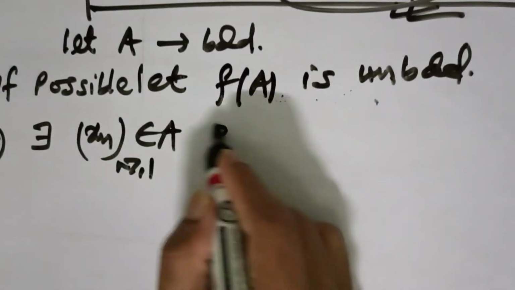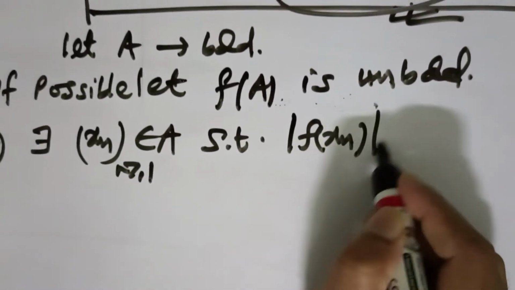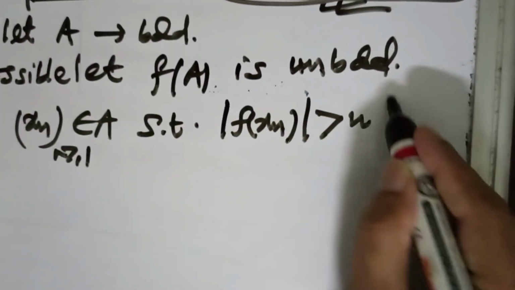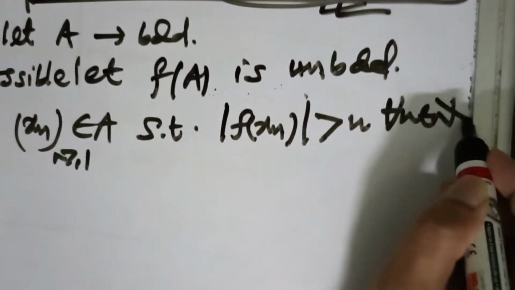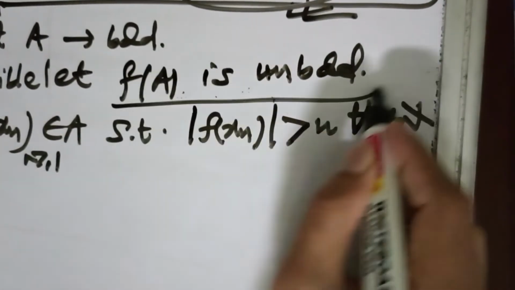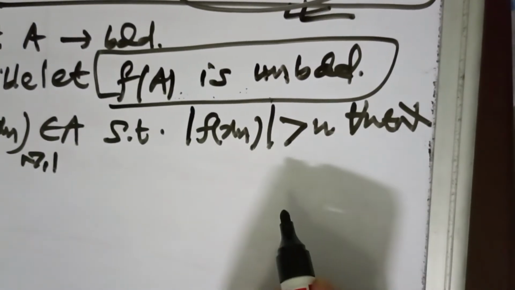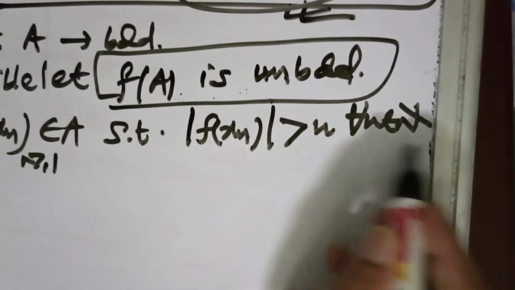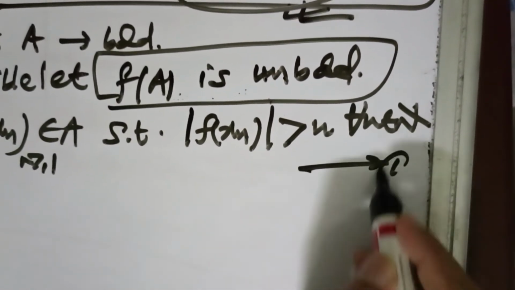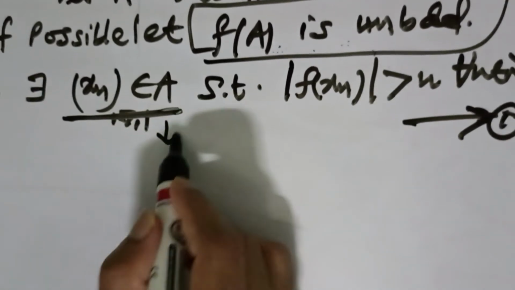There is a sequence xn in A such that f of xn can be made greater than n for all n belonging to the natural numbers. This always happens because if f is unbounded, we always get such a sequence such that f(xn) is greater than n for n belonging to the natural numbers. Name it 1.